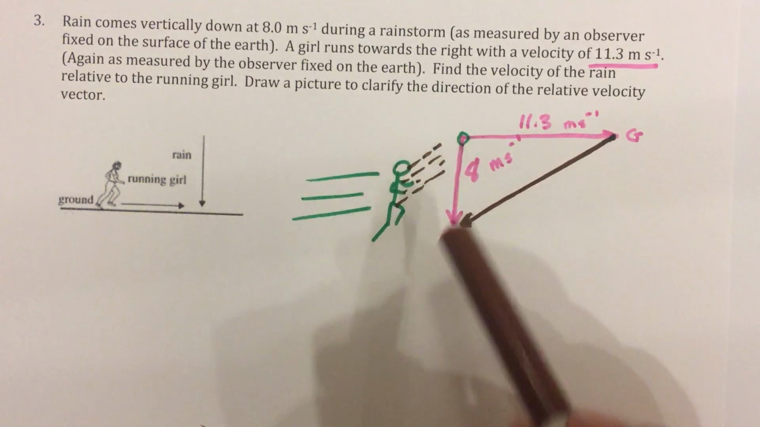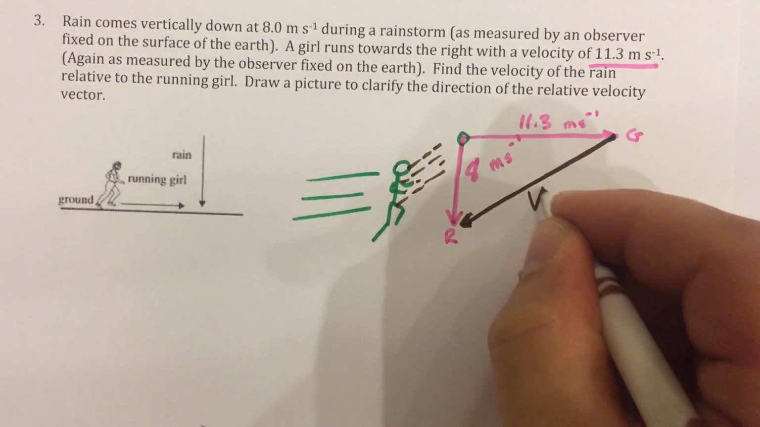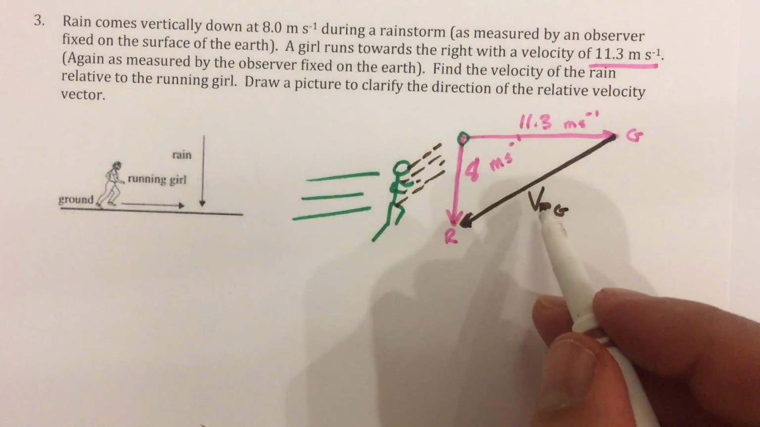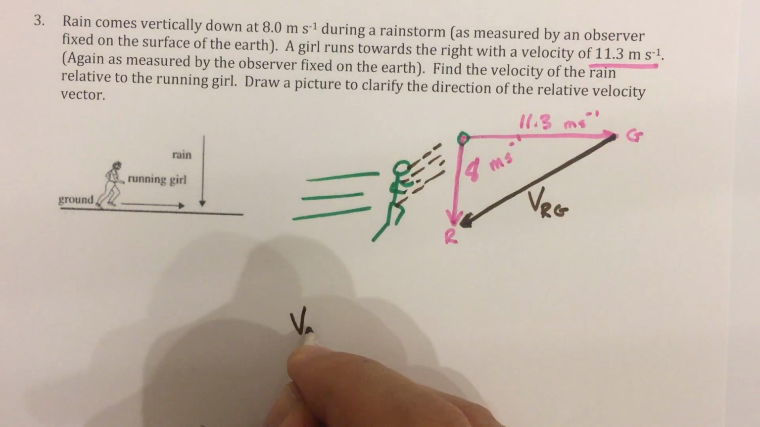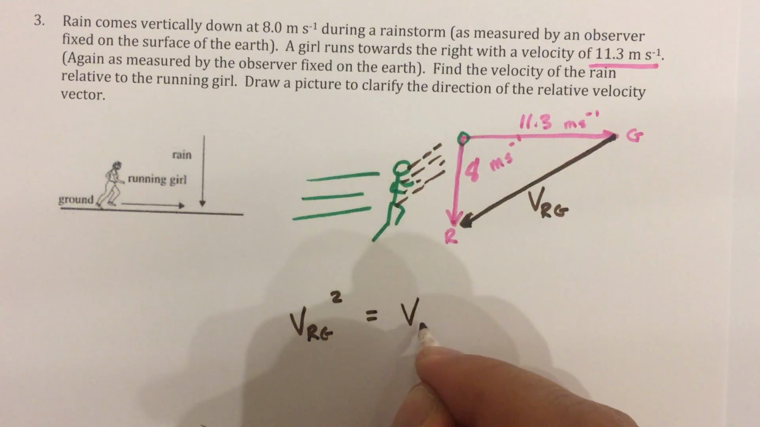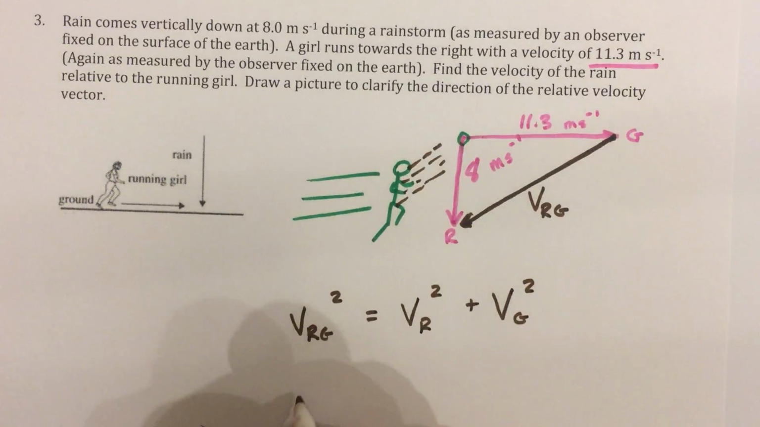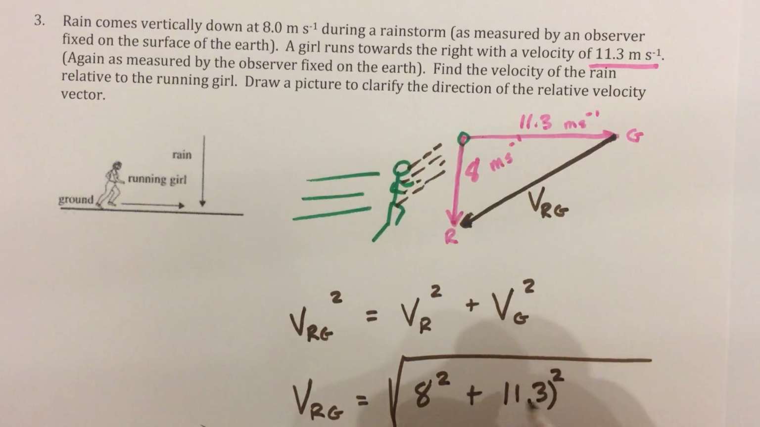We have a triangle here. One side of 8, the other side of 11.3. We could find the velocity of the rain relative to the girl, we could say, as the hypotenuse of that triangle. The velocity of the rain relative to the girl squared is going to equal the velocity of the rain squared plus the velocity of the girl squared. All right, so velocity of the rain relative to the girl is equal to the root of the velocity of the rain, 8 squared, plus the velocity of the girl, 11.3 squared.